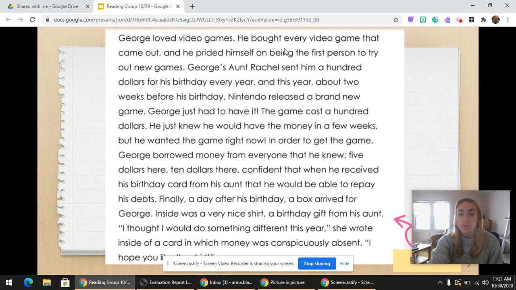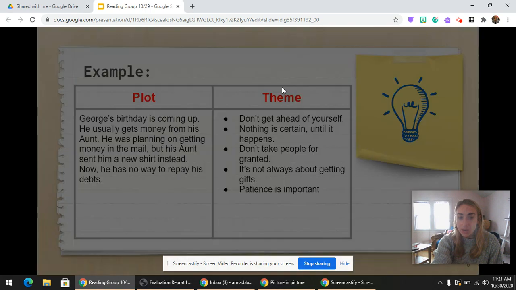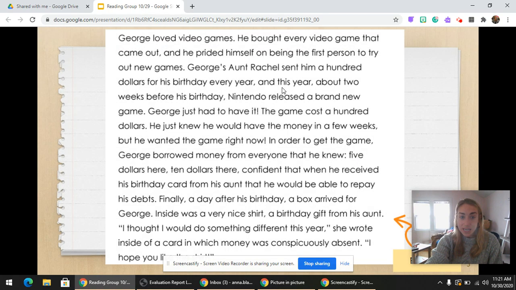George loves video games. He wants to buy a video game. He borrowed a bunch of money. He's expecting money from his aunt to repay his debts. What happens? His aunt doesn't send him any money.